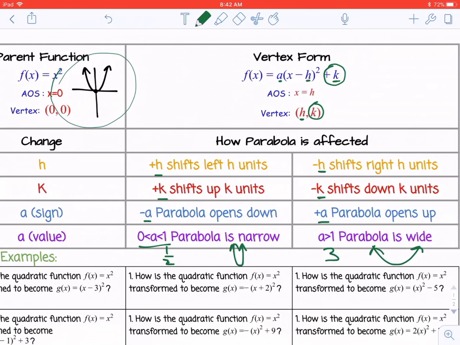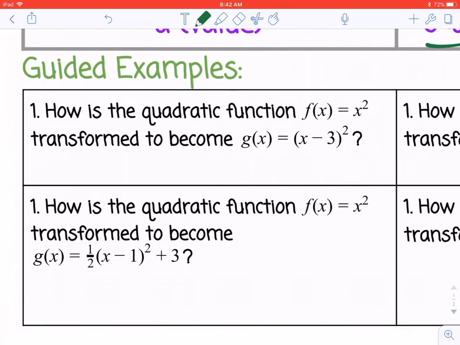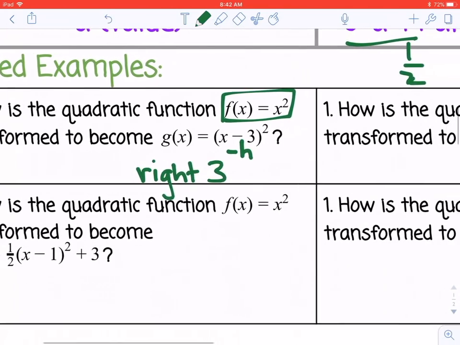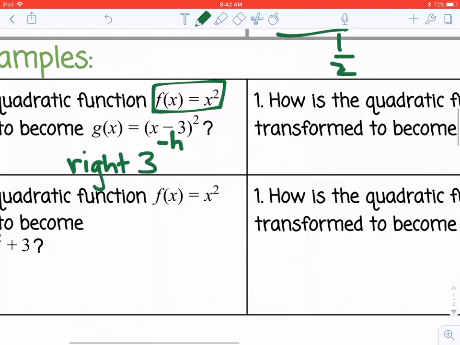Okay, so let's take a look at some examples. They don't take very much work. They just take picking out what's happening. So how is the quadratic function, this is our parent function, we always compare to that, transformed to become g of x equals x minus 3 squared. This is our h, and we think of a negative h, so this is like a minus 3 right here. That's going to shift this to the right 3 units.